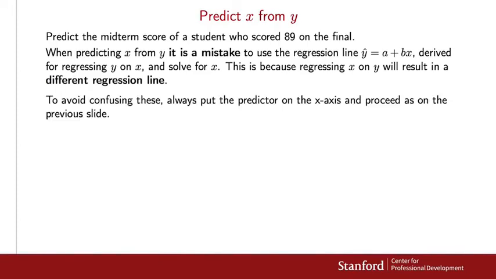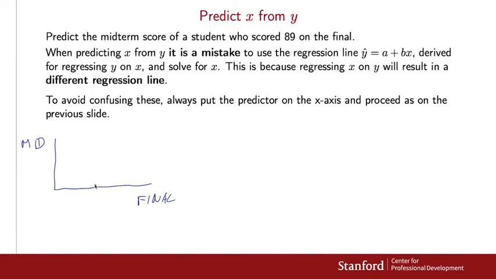To avoid the confusion between these two lines, it's always best to put the predictor on the x-axis and whatever you want to predict on the y-axis. And then you simply do what we did before. So in this case, that would mean we look at an x-axis which corresponds to the final exam score, and a y-axis which shows us the midterm scores. That's because the final exam score is the thing we base our regression on. That is, the final exam score is the predictor.